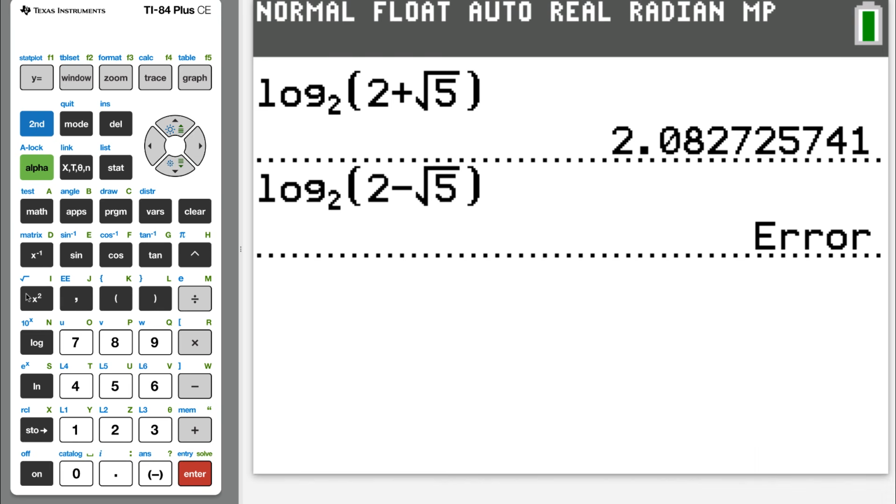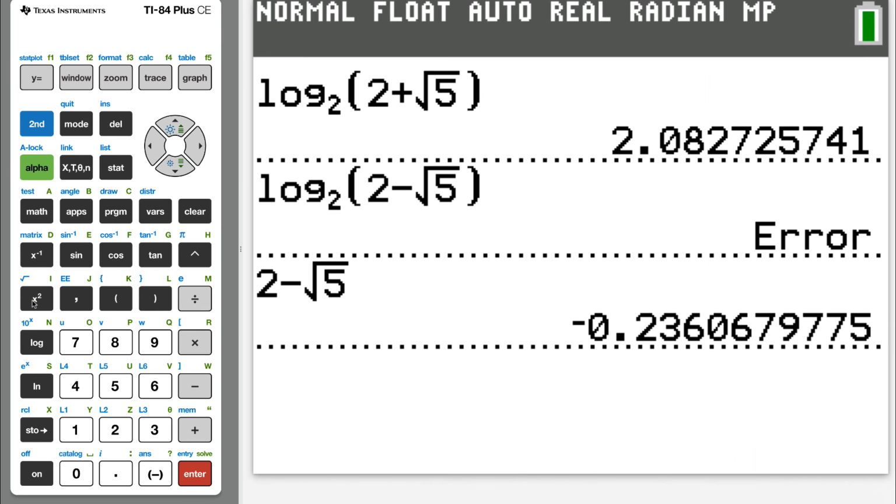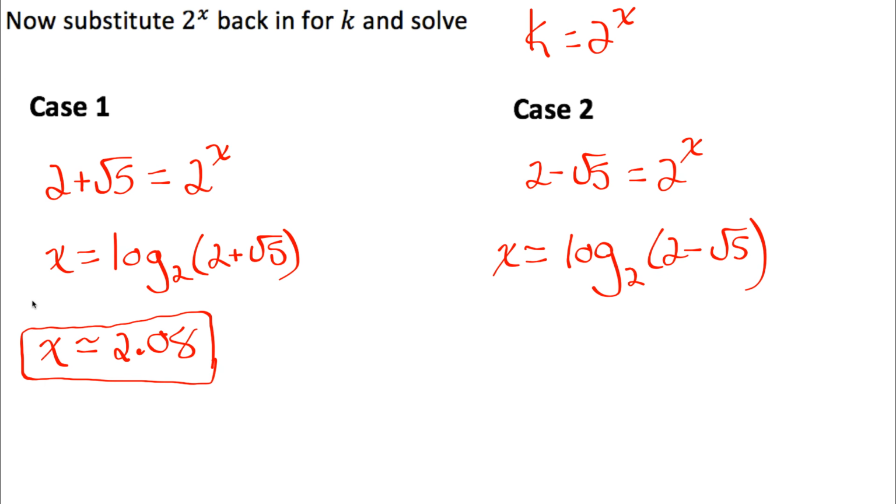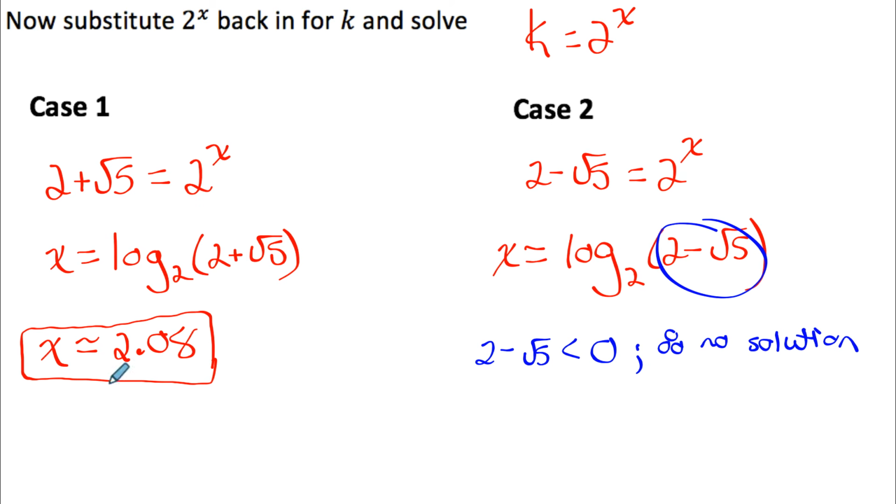And why is that? It's because of the argument, the 2 minus root 5. What's the approximate value of 2 minus root 5? It's negative 0.2. And remember, logarithmic functions are only defined when the argument is bigger than 0. So if the argument is less than 0, there's no solutions. So I'll make a note of that. 2 minus root 5 is less than 0. Therefore, no solution.